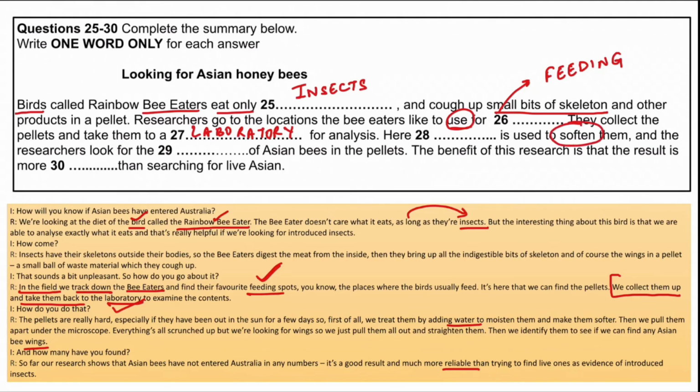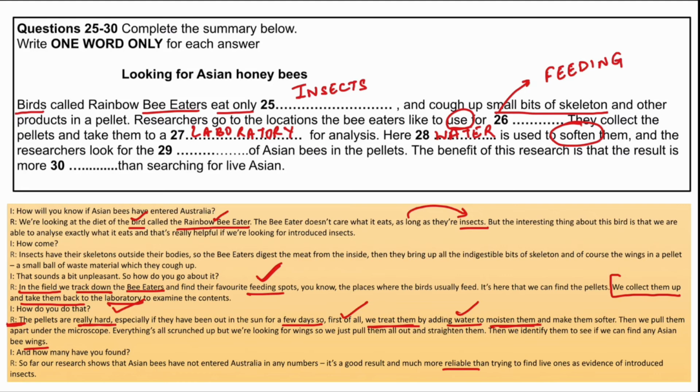In the 28th question it is written that dash is used to soften them. So we will mark the word soften as a keyword and we'll look for this word in the conversation. When we listen to the conversation, the researcher uses this line: the pellets are really hard, especially if they have been out in the sun for a few days. So first of all, we treat them by adding water to moisten them. So what they are adding to soften the pellets is water. So here you will write the answer water.